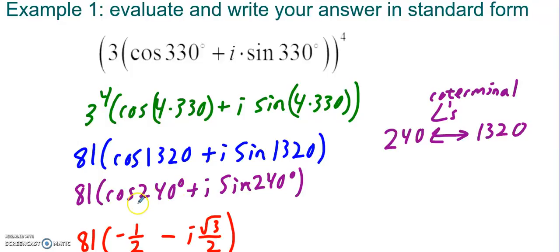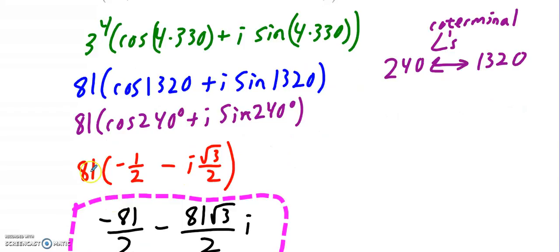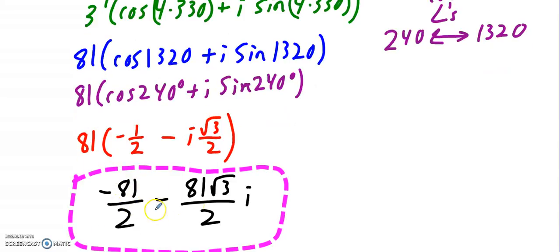I know what the sine of 240 degrees is, and I know what the cosine of 240 degrees is. Cosine of 240 degrees is negative 1/2. The sine of 240 degrees is negative root 3 over 2. So that's where that minus came from. So then the only thing I have left to do is distribute the 81 to write this in the standard form of a complex number.